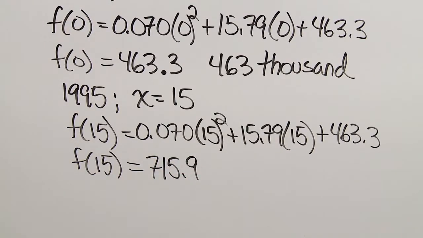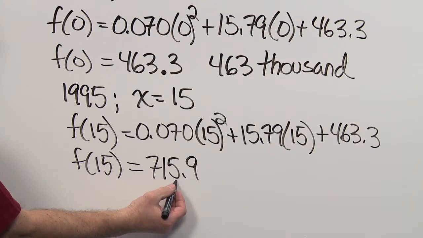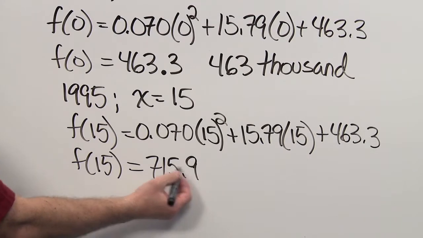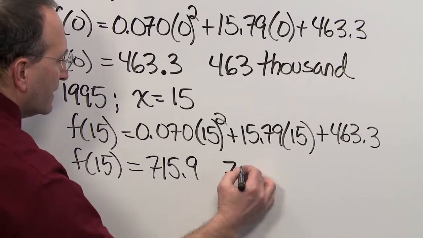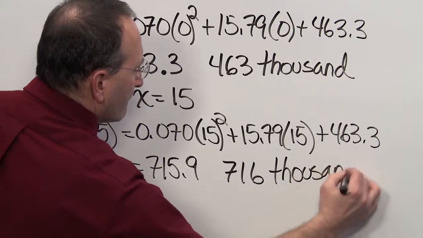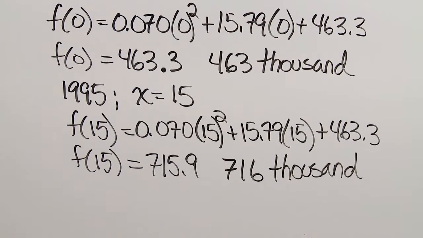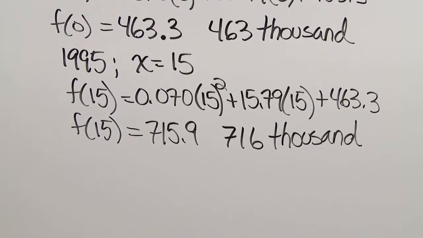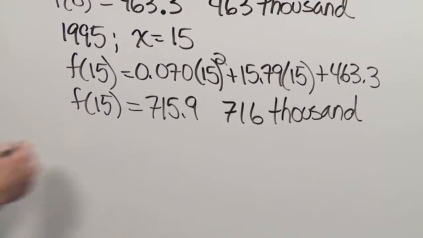I recommend using a calculator to evaluate that, where you'll find that f of 15 is equal to 715.9 thousand. So when we round that off, we want to round the 5, so we look at the 9, and it tells us to round this to 716,000.